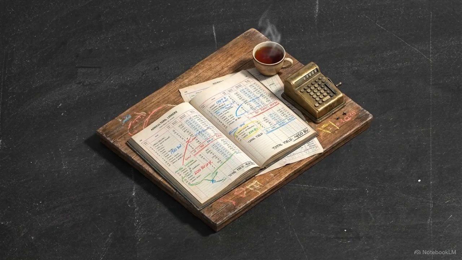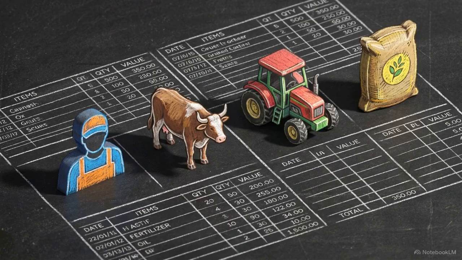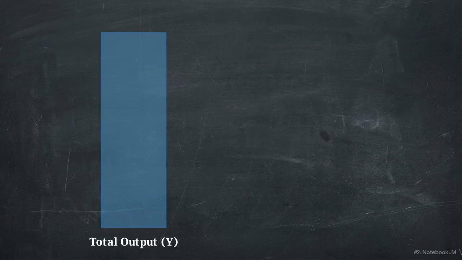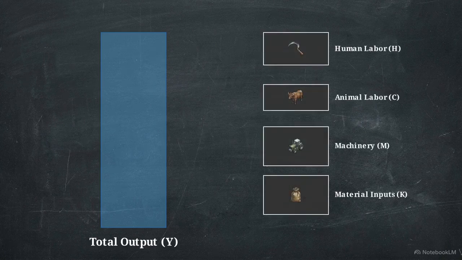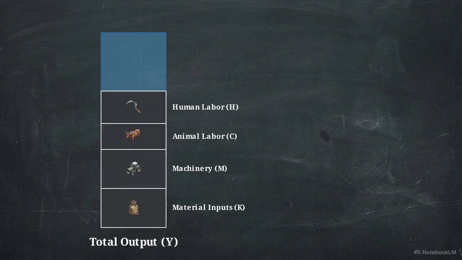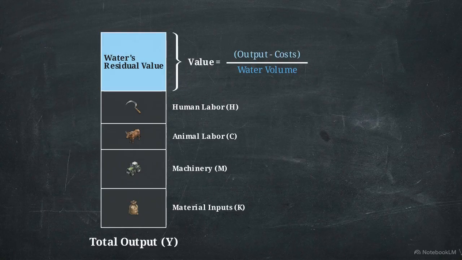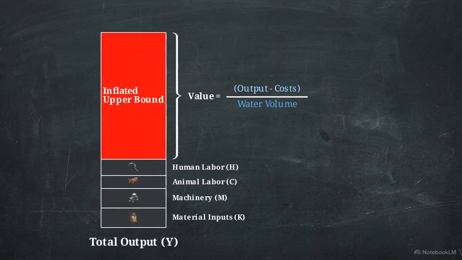To calculate the marginal value product of water, economists compile granular, farm-level crop budgets. These datasets track cultivated area, total output, and specific expenditures on human labor, animal labor, machinery, and material inputs. The residual value method calculates value through deduction. Economists subtract non-water input costs from total revenue, attributing the remainder to irrigation water. If non-water cost data is missing, the model artificially assigns that value to water, producing an inflated upper bound.